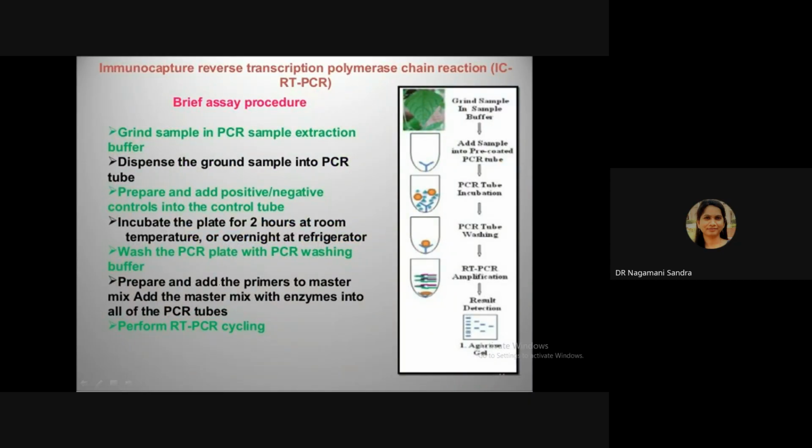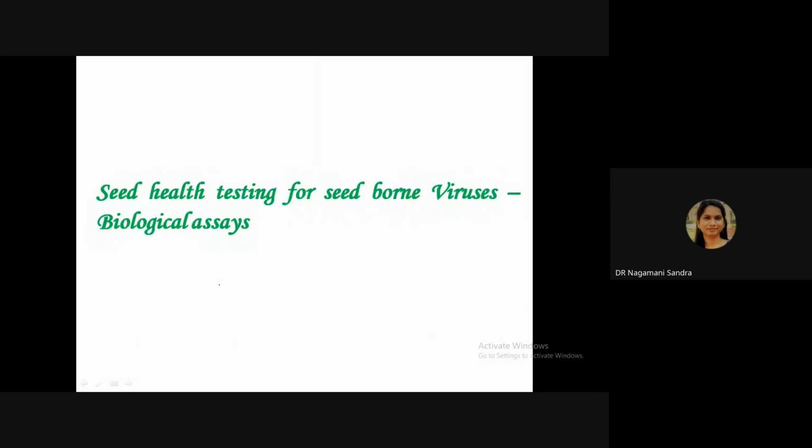If you want to improve the specificity, we can use IC-RT-PCR, that is immunocapture reverse transcription polymerase chain reaction. Especially in the case of low quantities of the pathogen, we can use IC-RT-PCR. These are the different methods we use for the detection of pathogens.